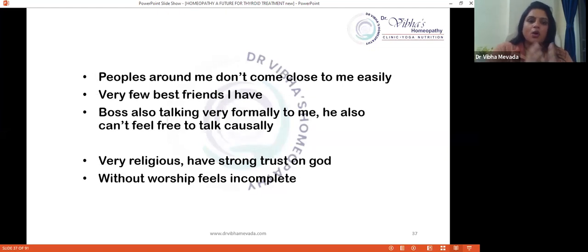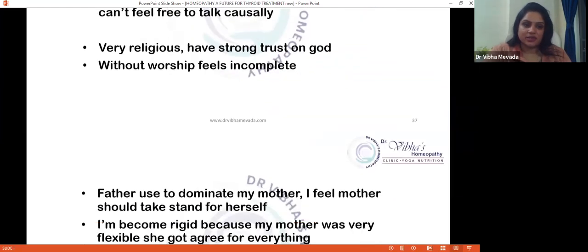She said, "I have an aura around me. It's not possible for everyone to come close to me and talk very easily. I have very few best friends, just 2 or 3. Even if my boss is talking to me, they also can't talk to me so casually." Other than that, she said, "I'm a very religious person and have a strong trust in God. Without worship, I feel incomplete."